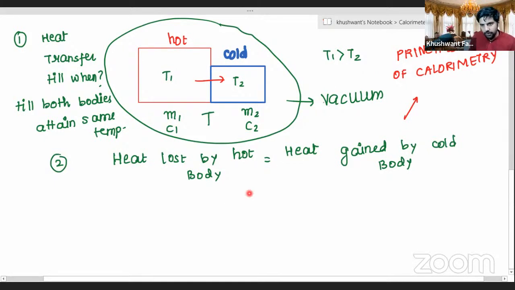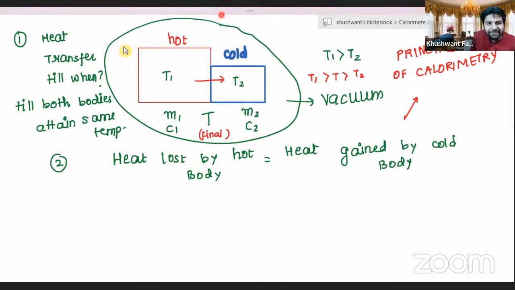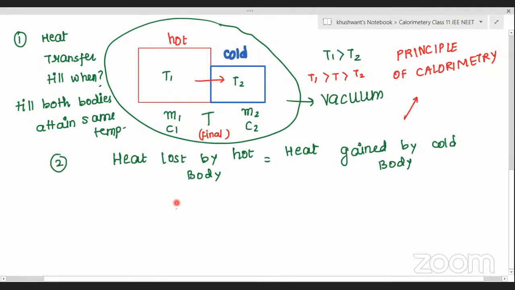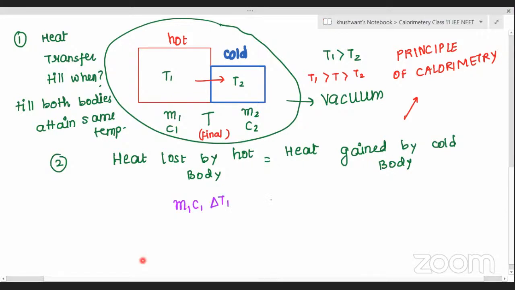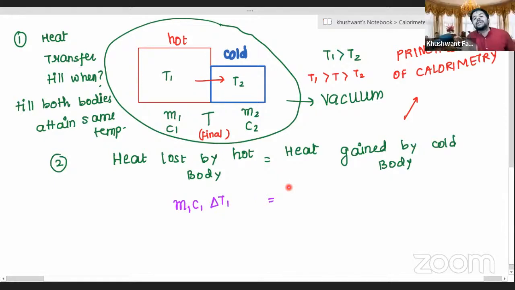So you all can write this expression also. The final temperature will lie between, that is, it will be less than T1 and greater than T2. By this logic, we can write something else also in the final expression. So Aliza, what is the general expression for heat? Q is equal to m c delta T. So can I write Q is equal to m1 c1 delta T1, correct? Yes. And similarly, what will be the expression for the heat gained by the cold body? m2 c2 delta T2.